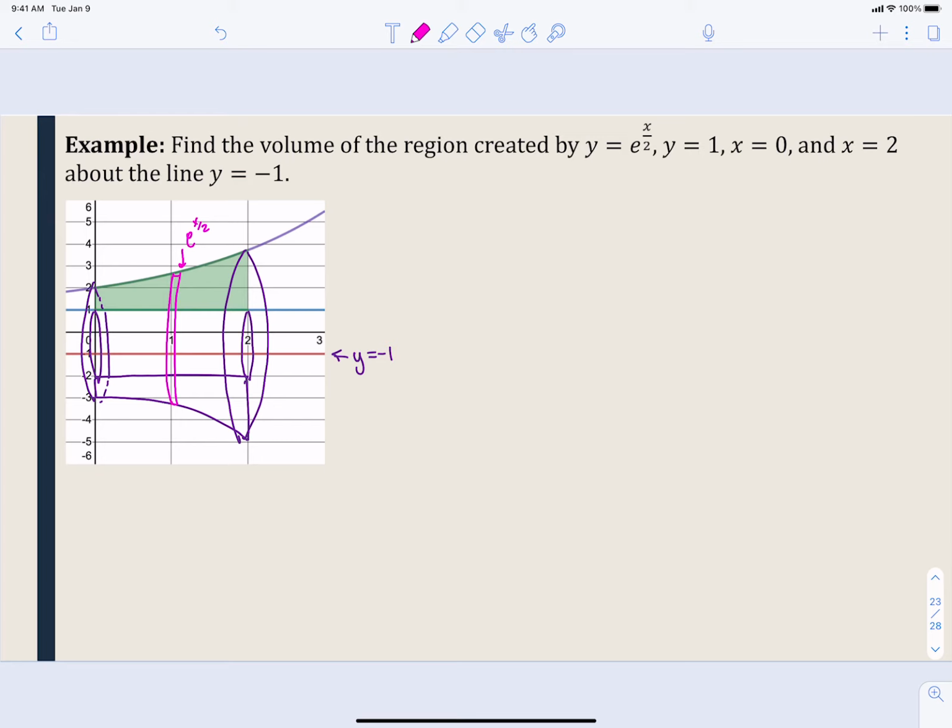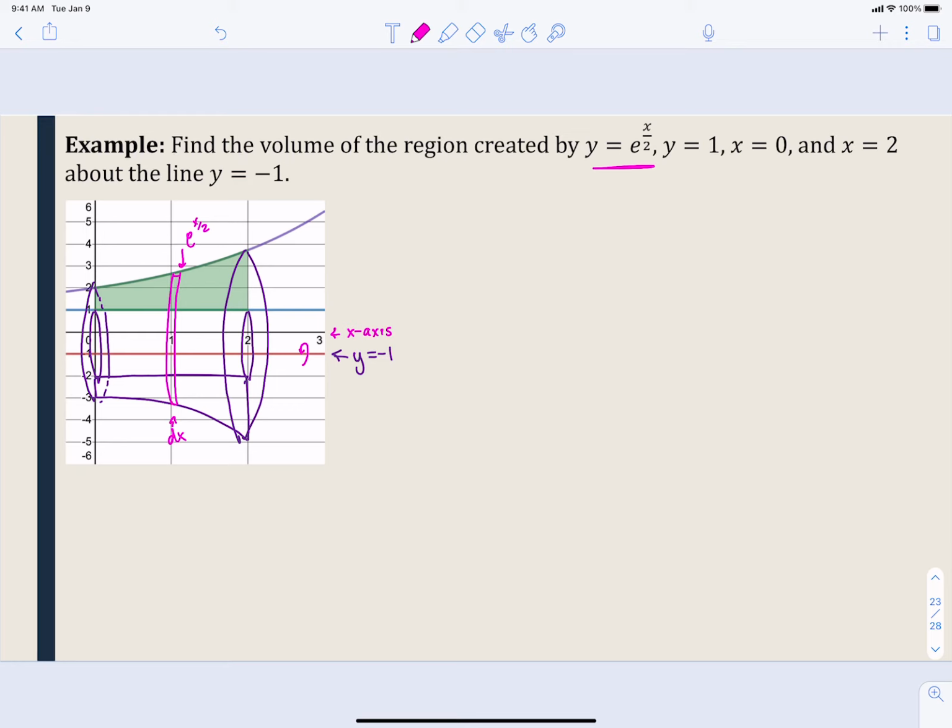But the other reason is that the equation we're given is in terms of x, and we are parallel to the x-axis with what we're rotating around. And so when I go and make my slices, I'm going to slice the x-axis. So that's going to tell me that our variable is going to be x.